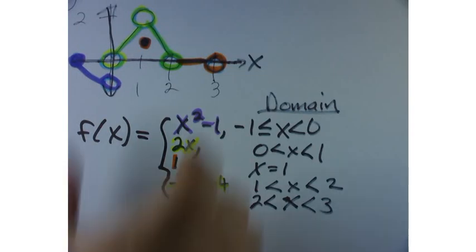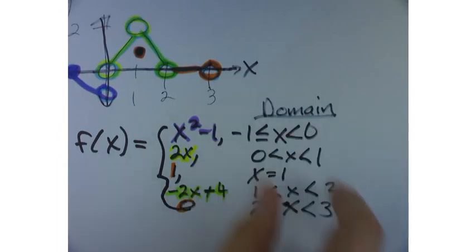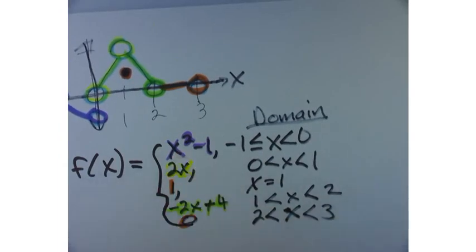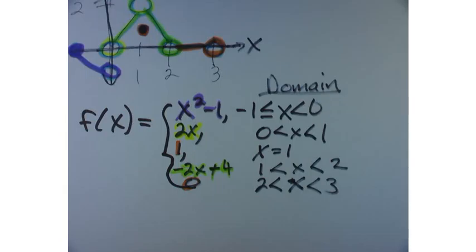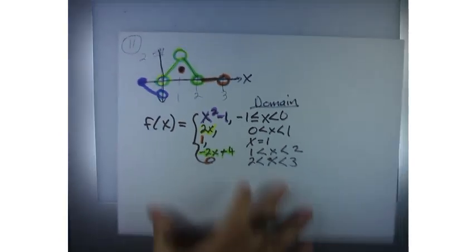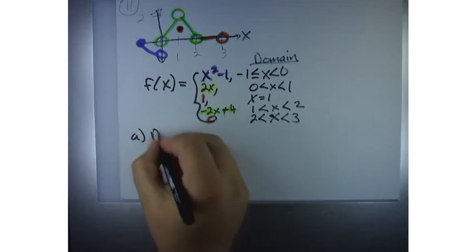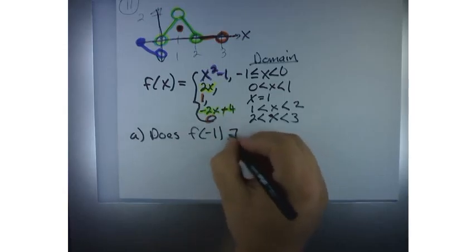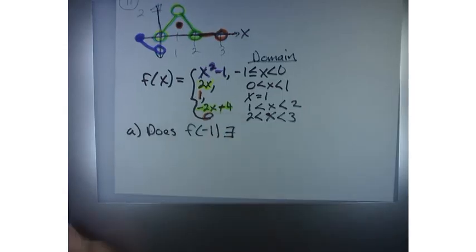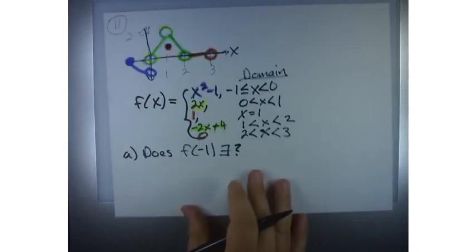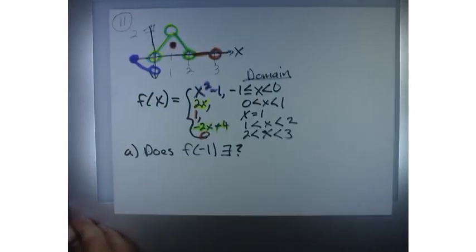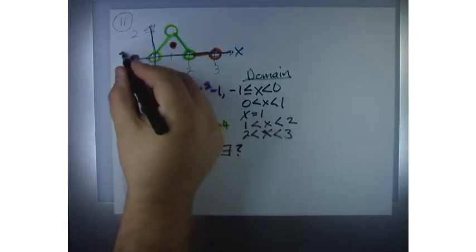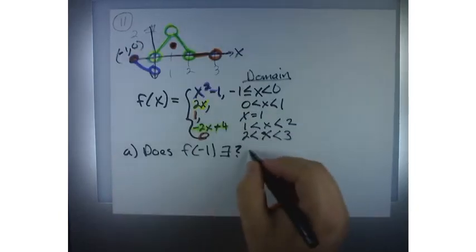So each portion of my graph is defined by the domain, and we use different functions to represent our y values. So problem number 11 says, does f of negative 1 exist? So here are some questions they're asking us. Part A says, does f of negative 1 exist? Now the backwards E is a fancy way of saying exist. Well, that means, can I find a value for negative 1? And the answer is yes. It's right here. Negative 1 comma 0. So I would say yes.